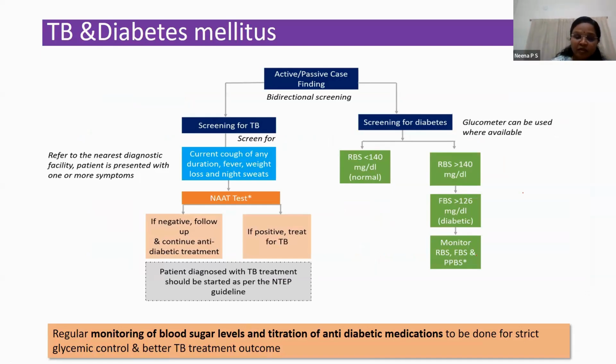We all know that most of the patients will be on OHA and insulin, but they will not monitor the blood sugar status, and they'll be having uncontrolled blood sugar, which leads to a poor and delayed outcome. That is a poor smear conversion and delayed conversion, and the treatment success of the TB is also very low with uncontrolled diabetes.